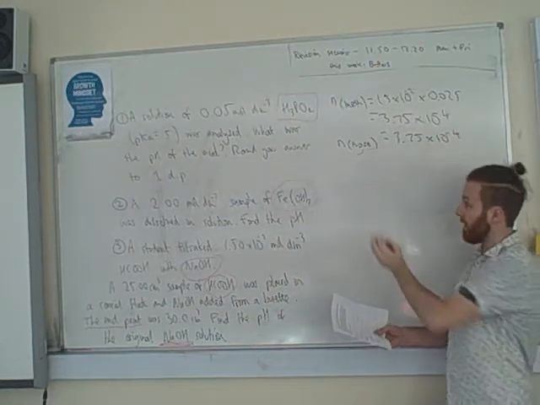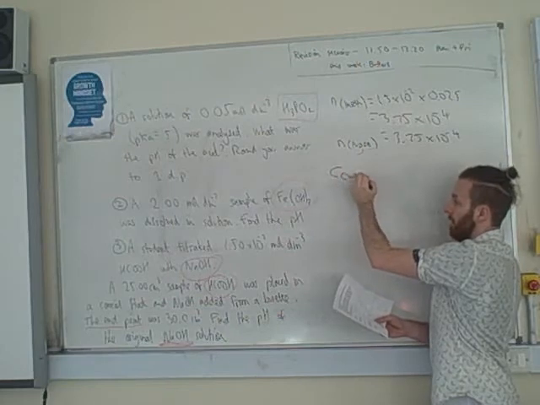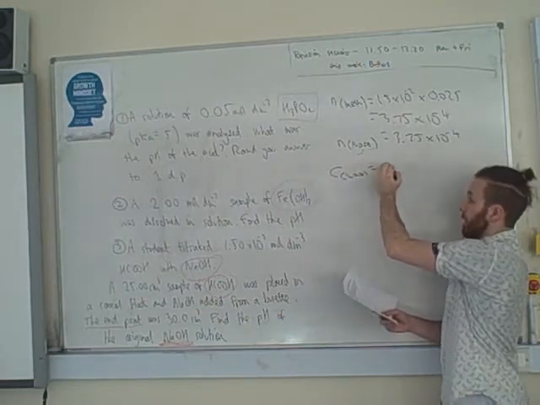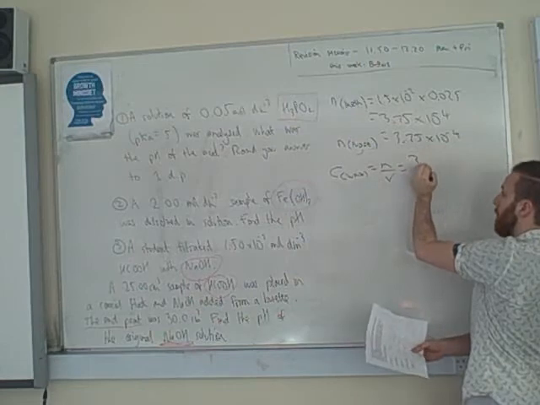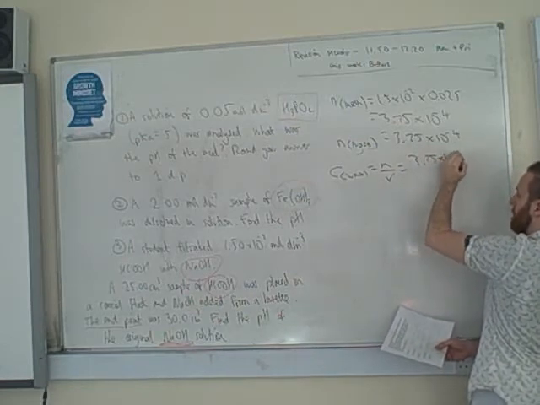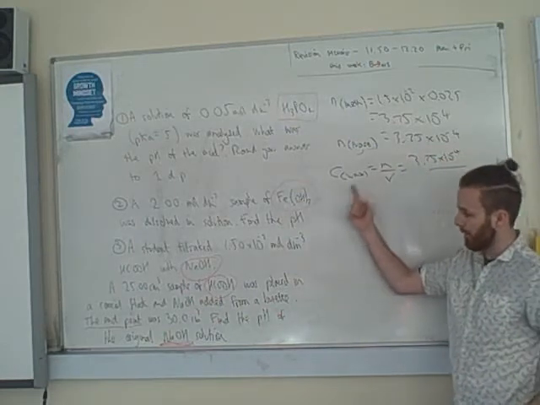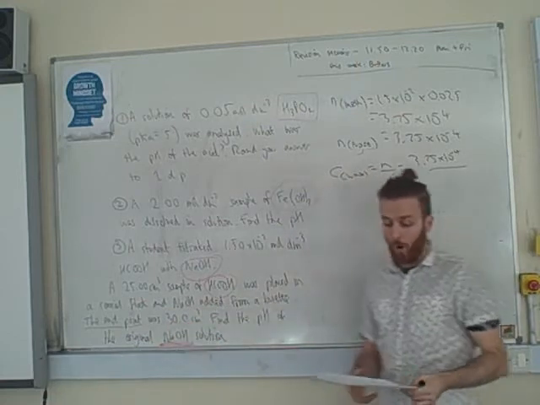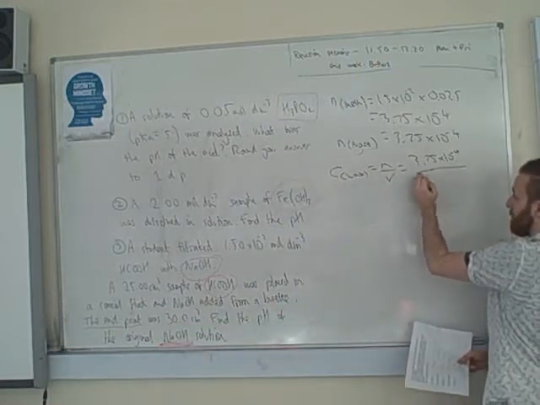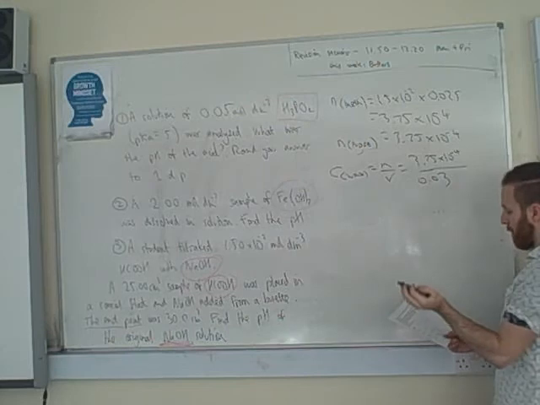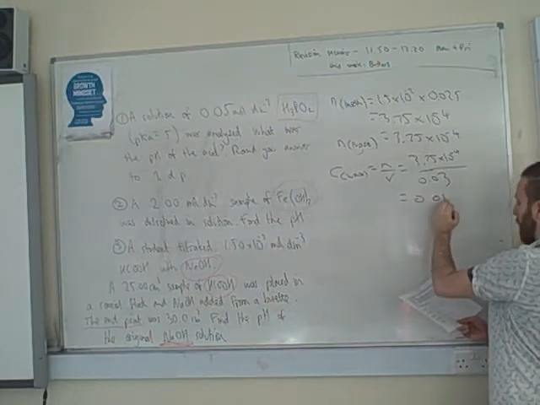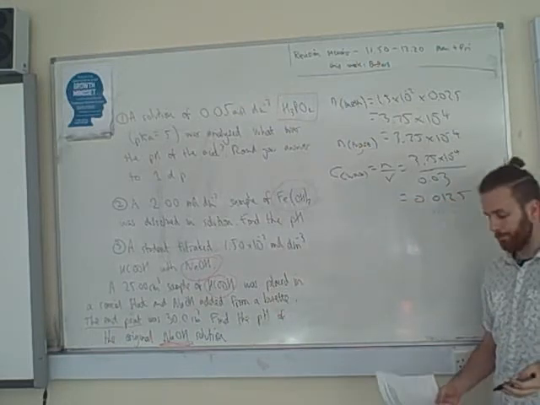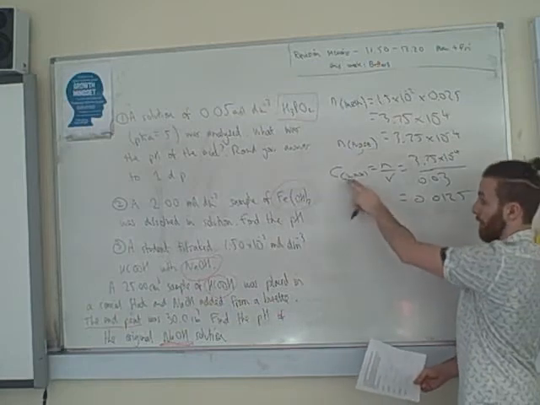We can then calculate the concentration of the sodium hydroxide, which was moles over volume. So we've got the moles. It tells us the volume of sodium hydroxide here. Obviously, we need to convert that into decimeters. So that's 0.03. That comes out at 0.0125. Now we've got the conc of this.